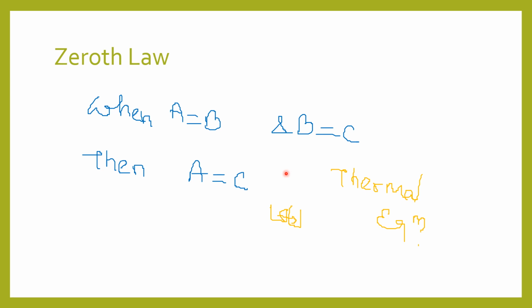Acha, if you don't remember this, I'll give you a shortcut. Just write down in the exam: when any body A is in thermal equilibrium with B and any body B is in thermal equilibrium with C, then it means A is in thermal equilibrium with C, and that would be sufficient for the zeroth law. Let us understand this in Hindi.